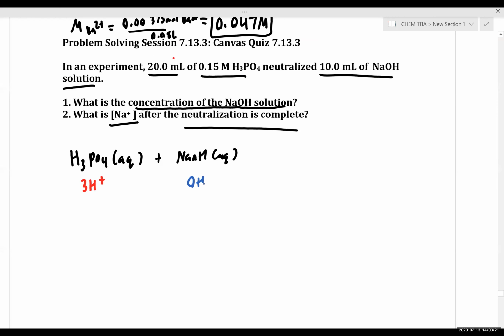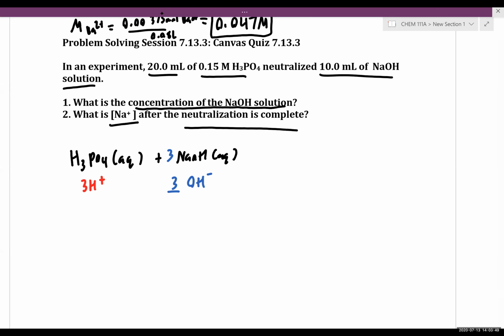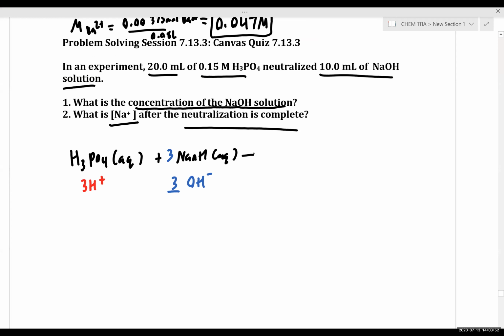So how many sodium hydroxide molecules do we need for a balanced equation? How many? 3, yep. That in turn gives us the following equation where we have sodium phosphate and 3 water molecules.